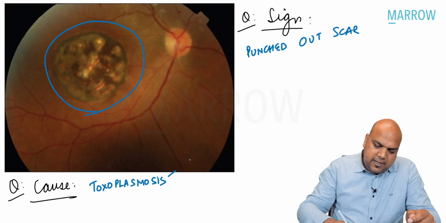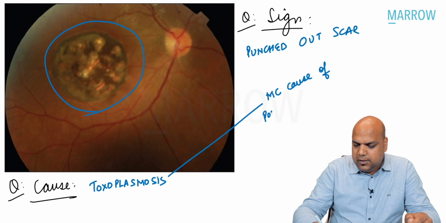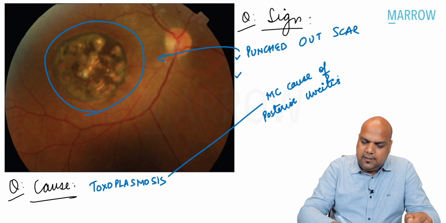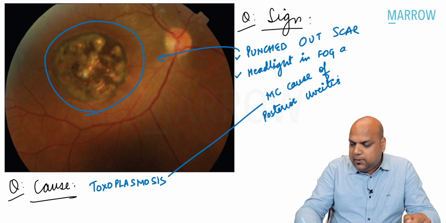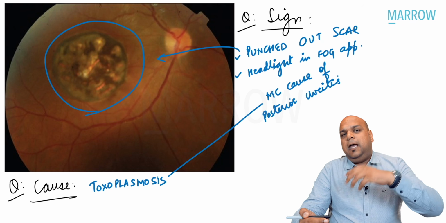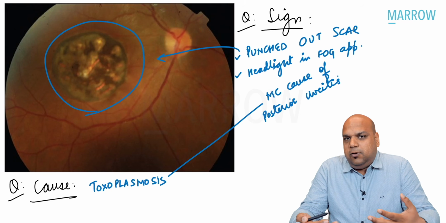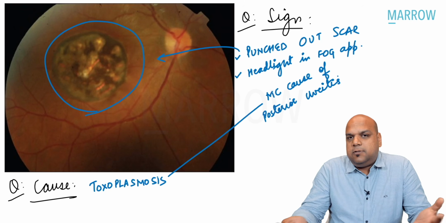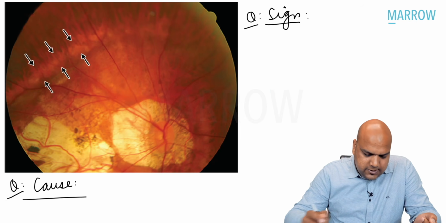Please remember, toxoplasmosis is the most common cause of posterior uveitis. When it causes posterior uveitis, it causes either the punched out scar as seen in the image, or it causes a famous appearance which is called as headlight in fog appearance. Headlight in fog appearance is seen during active toxoplasmosis, and after toxoplasmosis has self-resolved or you have treated it but late, it leaves out a punched out scar. That's the basic idea of toxoplasmosis in the eye. Okay. Moving on to the next image.